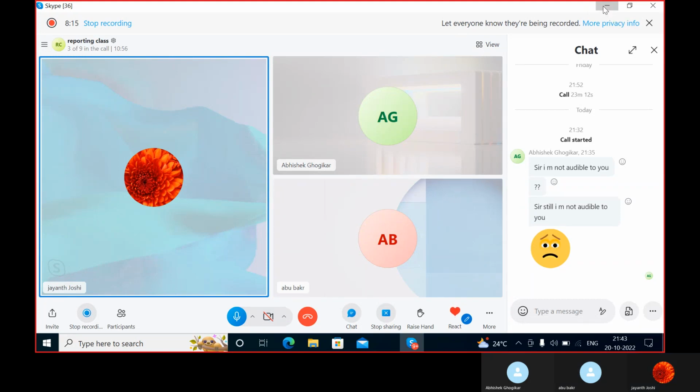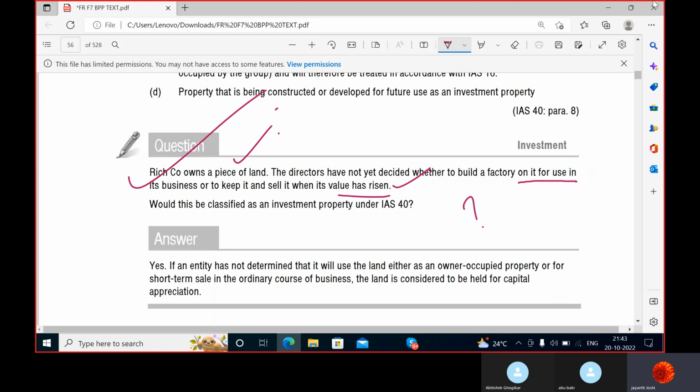Please check it. So, a rich company owns a piece of land. The directors have not yet decided whether to... So this rich company owns a piece of land. Just a second, excuse me.